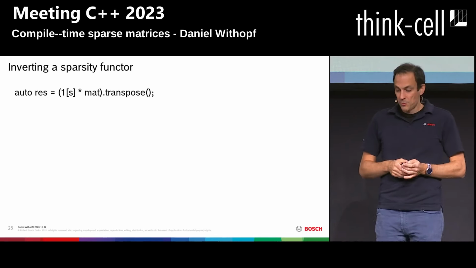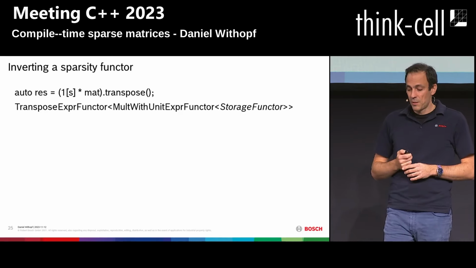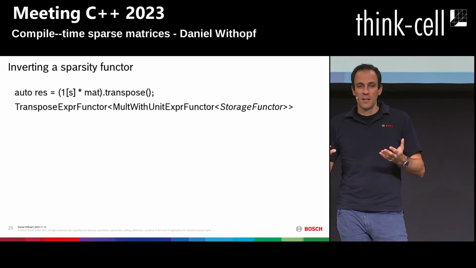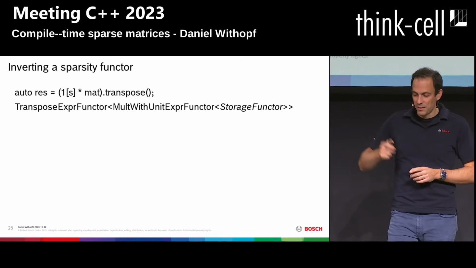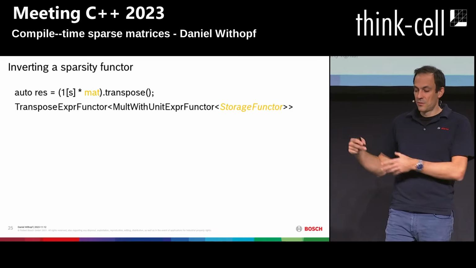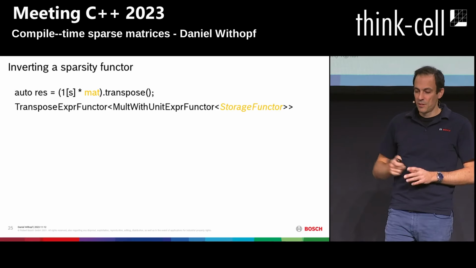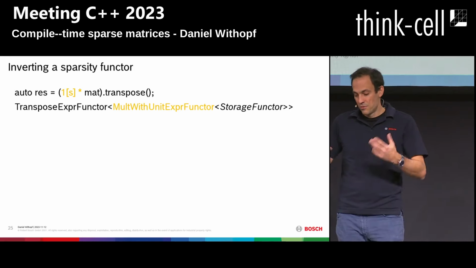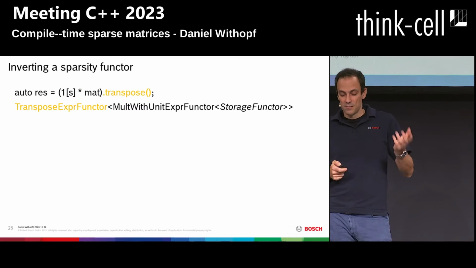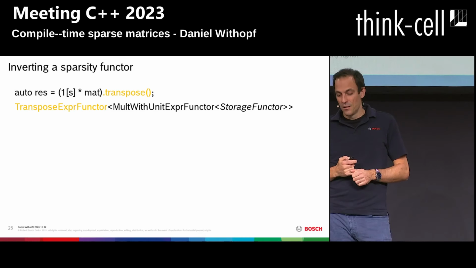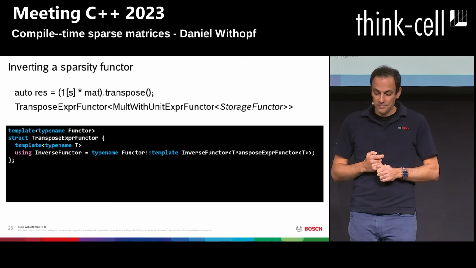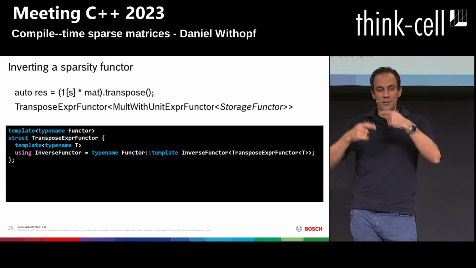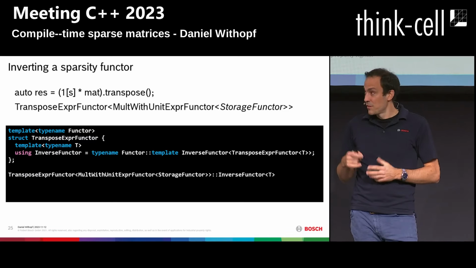Good, now I also want to explain, as I said earlier, how we can invert a sparsity functor. So the code that we had in the previous slide translates into the type system as this complex type here. The innermost part is a storage functor that's given by our underlying matrix in the middle of the expression. Then we multiply with a physical unit that wraps that in another template. And last but not least, we transpose it so that wraps it in another template. And now we want to use that inverse functor here to invert this operation. So I will show visually how this is done.